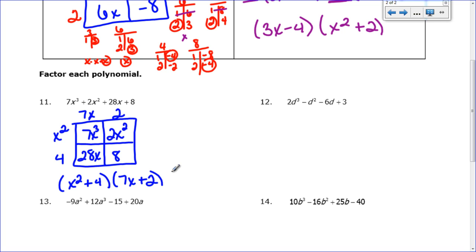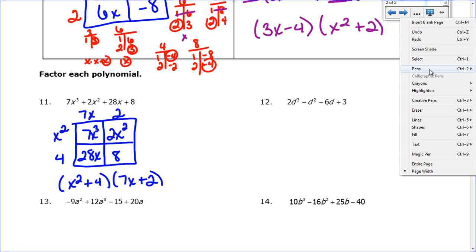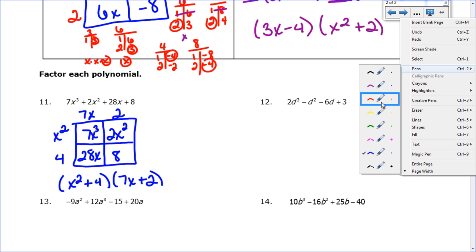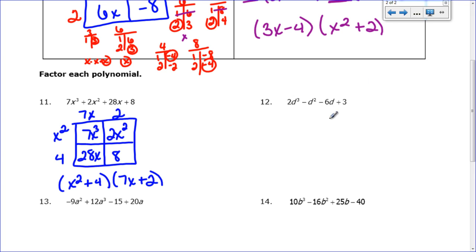Now I will use T-charts for this one because we're going to do 4-term grouping. And I want you to be able to see how it all goes together. So I'm going to do number 12 here. And so number 12, it's already written as 4 terms. So the first thing I'm going to do is group them together. And so I have 2d cubed minus d squared.